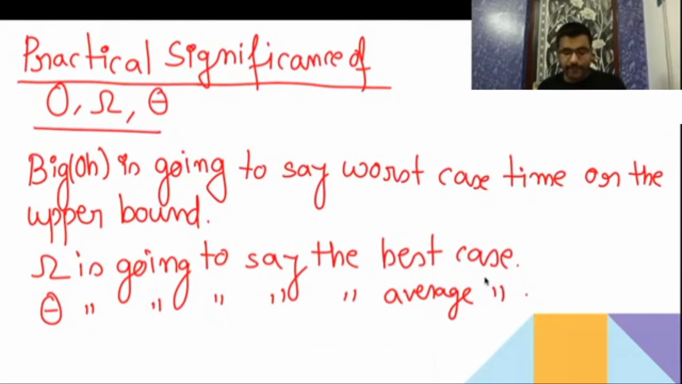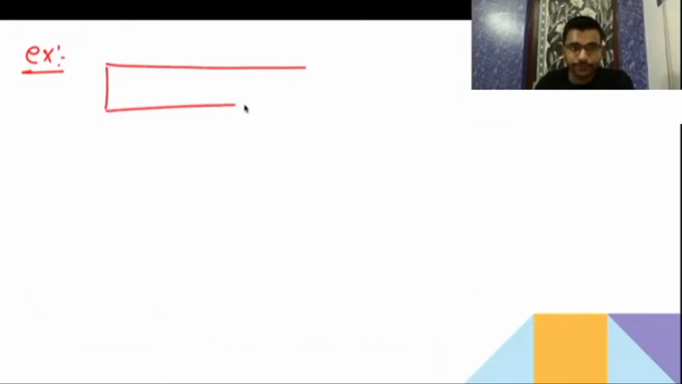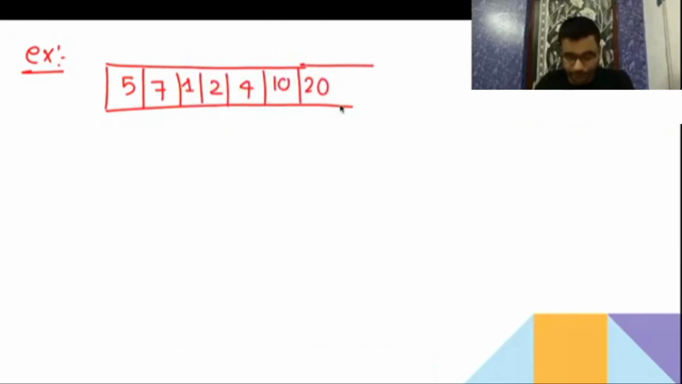I will go to the next slide and I will take one example, and with this example we will try to find the best case, average case, and the worst case. Now take an example. If an array is having this 5, 7, 1, 2, 4, 10, 20 and 11. Okay, this is your array. Now let us assume I am asking you to search an element x in this array.